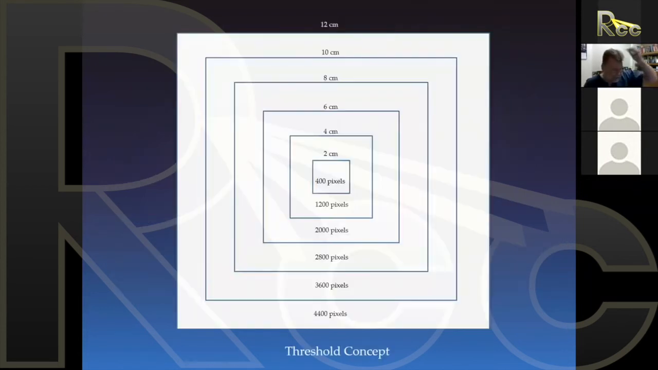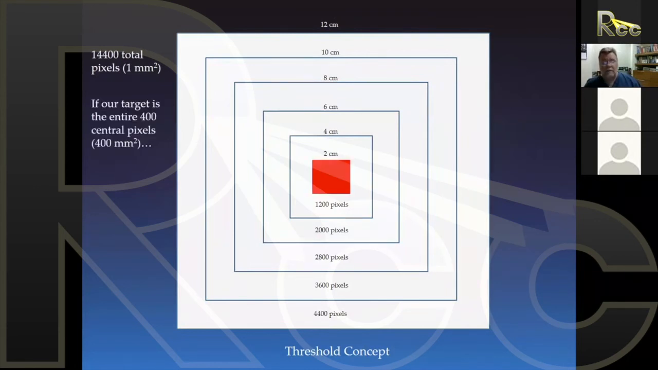So what is this threshold concept, basically? It seems pretty simple, but let's assume for a second that we have an array that is 12 centimeters by 12 centimeters, and that each pixel within the array is one square millimeter. So we have 14,400 square millimeters or pixels. If our entire 400 pixel target is red, meaning they all failed, right? 400 divided by the total number is 2.8% failing. So that means 97.2% are passing.